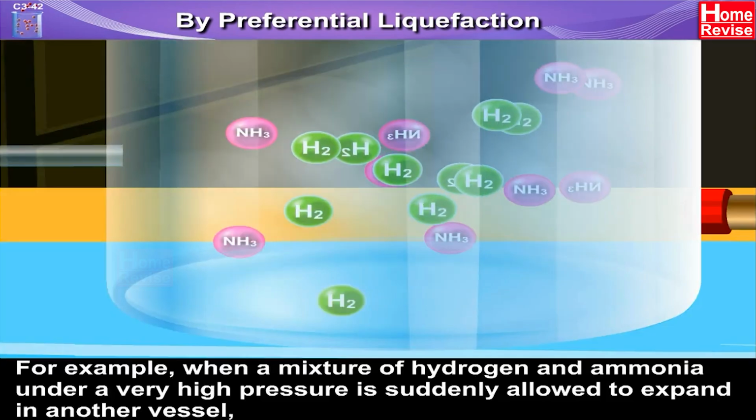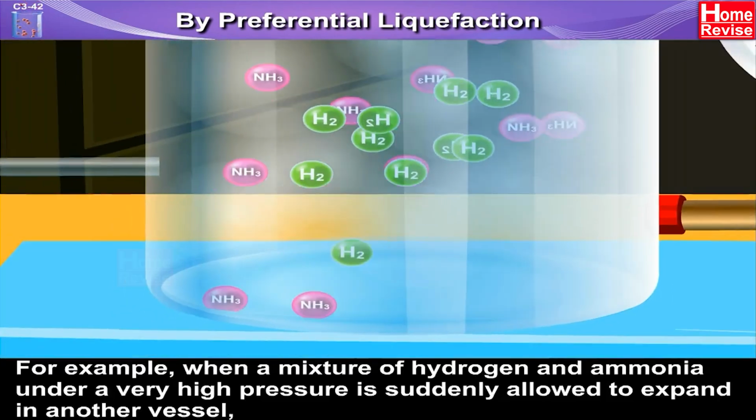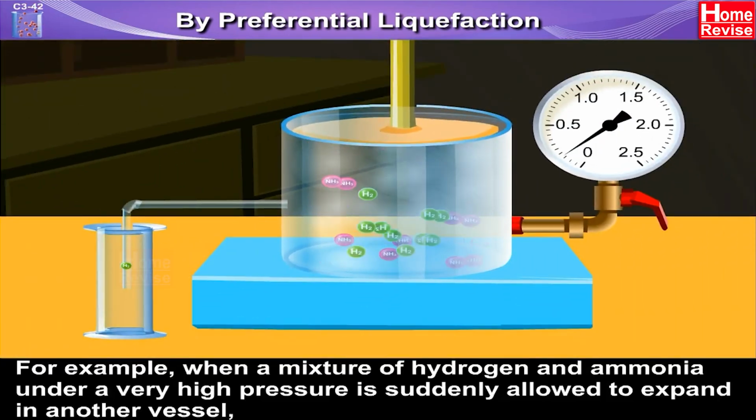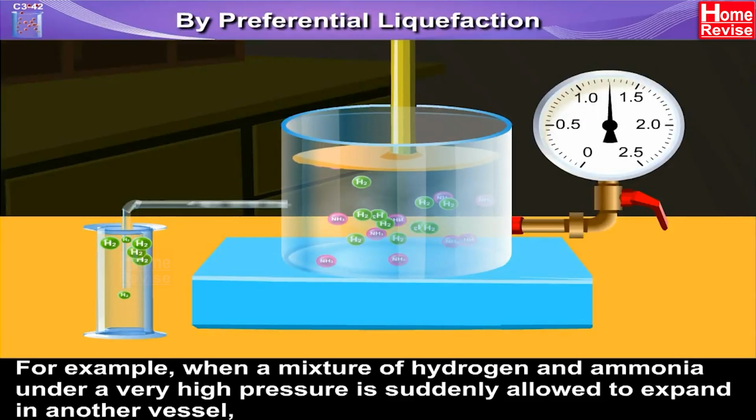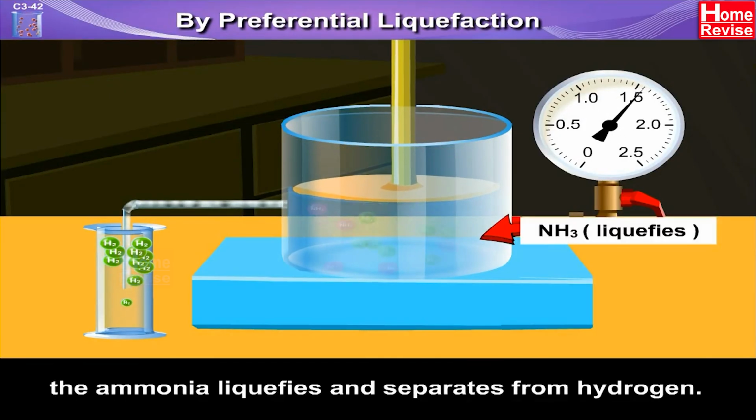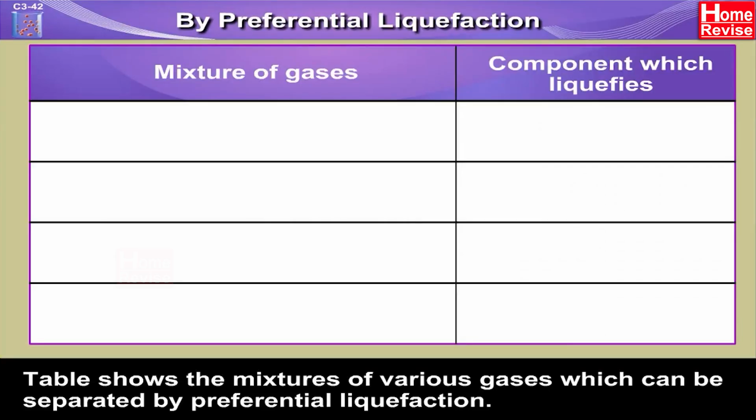For example, when a mixture of hydrogen and ammonia under a very high pressure is suddenly allowed to expand in another vessel, the ammonia liquefies and separates from hydrogen. The table shows the mixture of various gases which can be separated by preferential liquefaction.